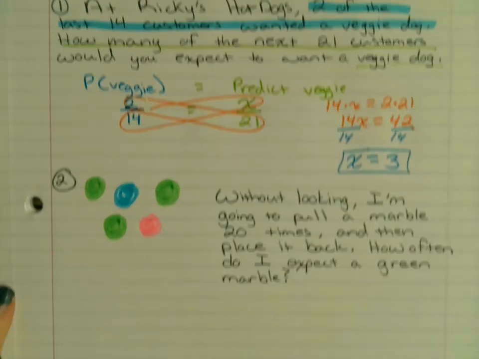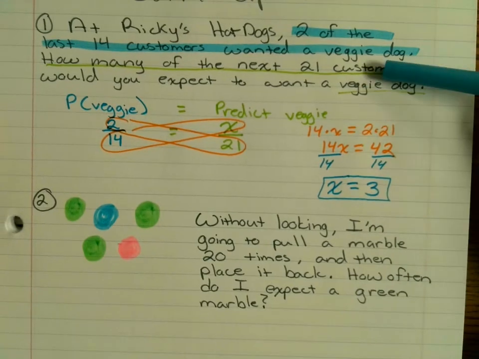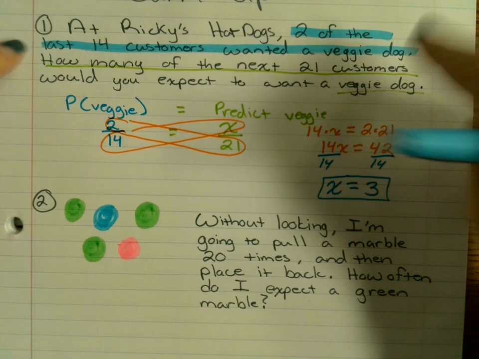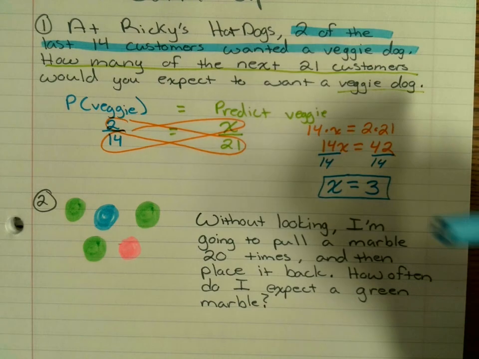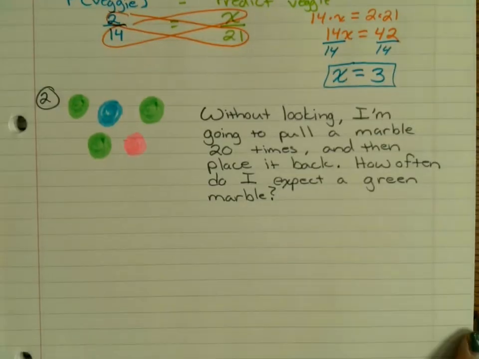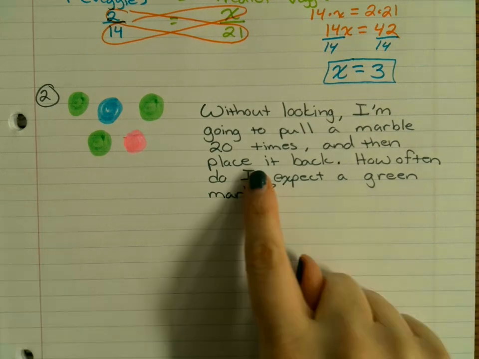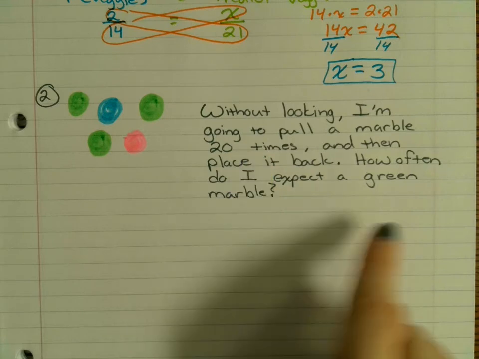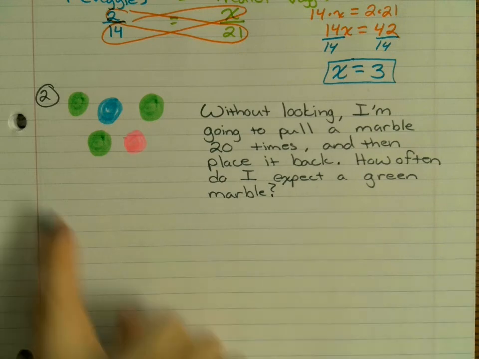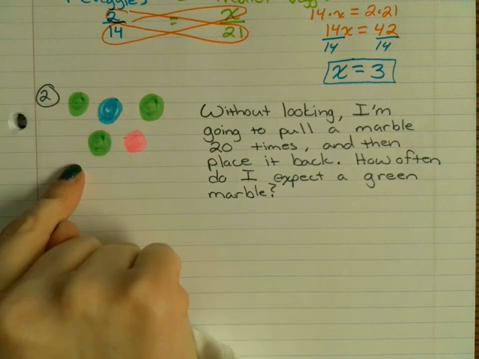Same thing here. So this was experimental probability because this was actions. 2 people came in out of 14 people and ordered something. That was an action. Here, for problem 2, no action has happened yet. I'm saying, hey, I'm going to pull a marble 20 times, and I want to identify, well, how many of those 20 pulls should be green. So before I do that, I need to know what the probability of green is. So this is theoretical probability. Before anything has actually even happened yet, what's the probability of green?